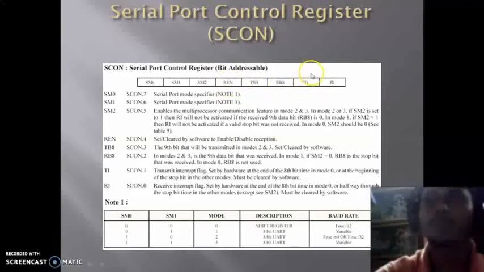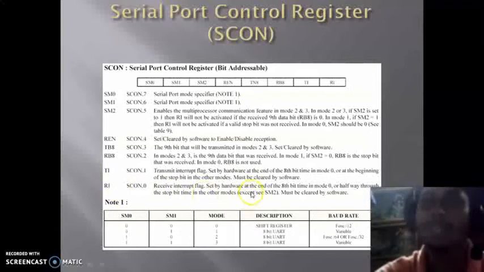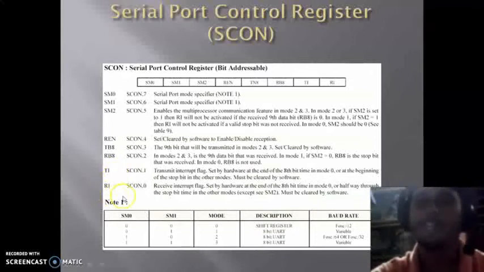Next 2 bits that are very important are TI and RI. TI is the transmit interrupt flag that is set by hardware at the end of the 8th bit time in mode 0, or at the beginning of the stop bit in the other modes, and must be cleared by the software. The next one is RI, the receive interrupt flag, set by the hardware at the end of the 8th bit time in mode 0, or halfway through the stop bit time in the other modes, and must be cleared by the software. So TI and RI are the 2 flags, and they are very important for serial communication purposes.